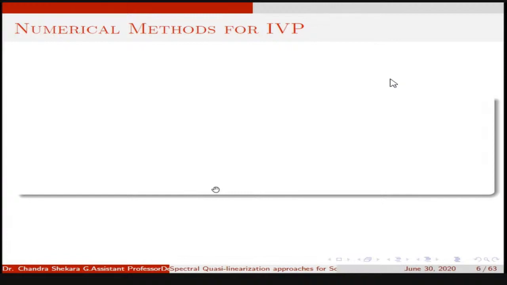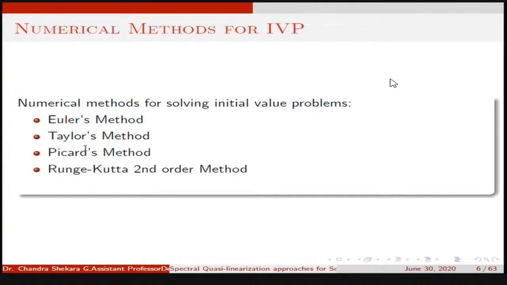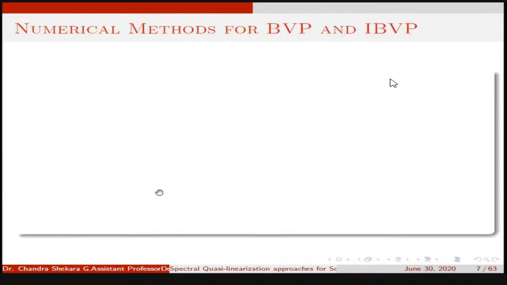Then there are several numerical methods available for solving differential equations. To mention a few, these are the methods available to solve initial value problems: Euler's method, Taylor's method, Picard's method, and Runge-Kutta second order and fourth order methods. Nowadays many researchers are using Runge-Kutta hybrid methods to solve boundary value problems. There is a list of methods available to solve partial differential equations and boundary value problems.